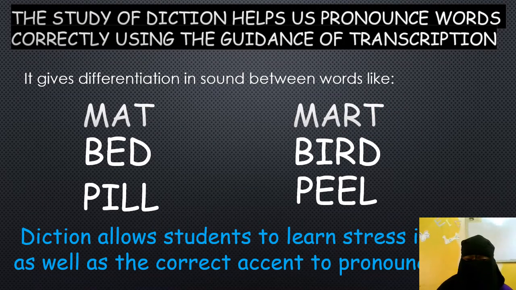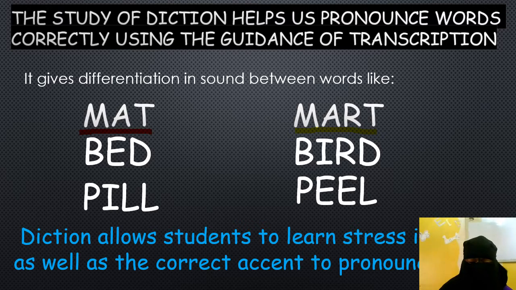The study of diction helps us pronounce words correctly using the guidance of transcription. Transcription. Let's say it together. Transcription. It gives differentiation in sound between words like mat and mat. The way it's pronounced is going to be different from the other one. So diction actually helps us to differentiate them.